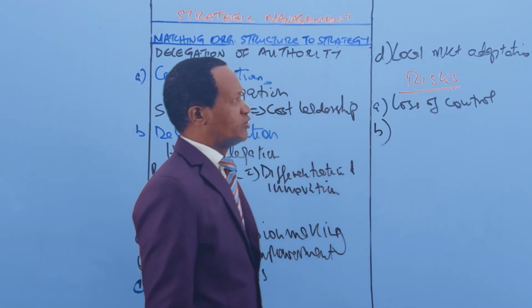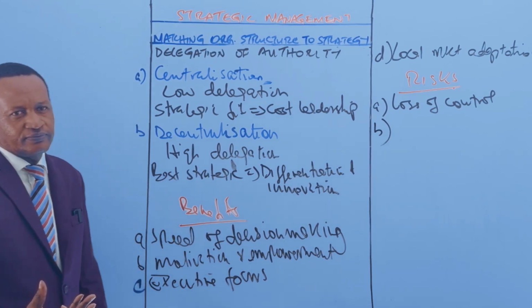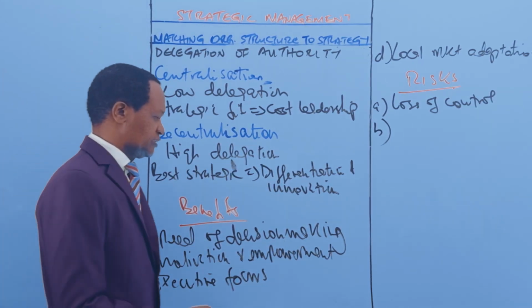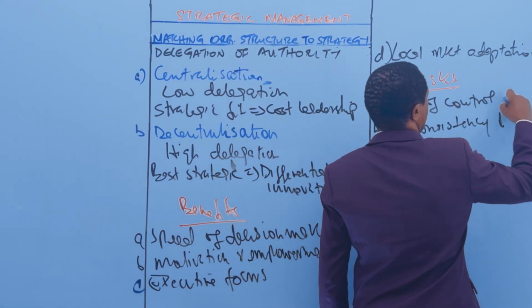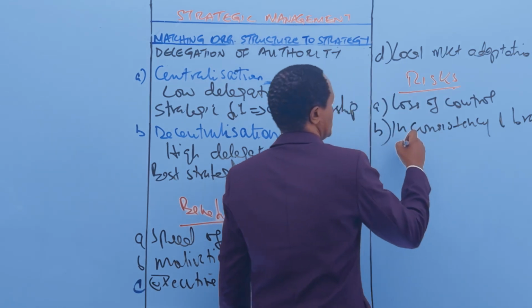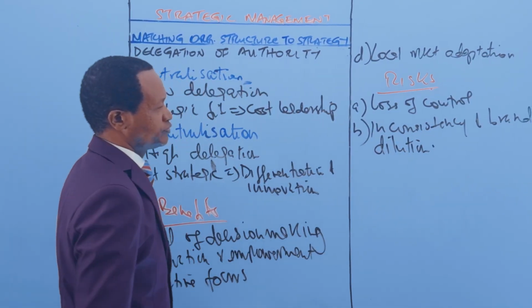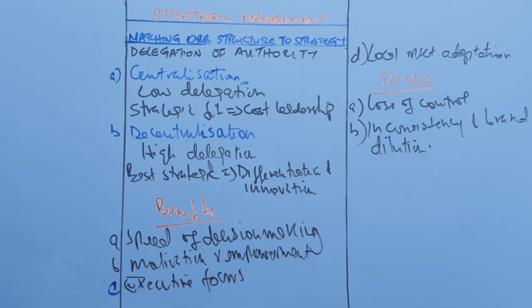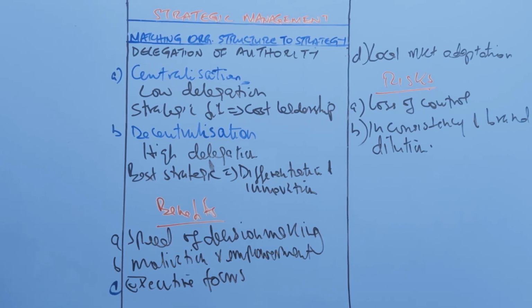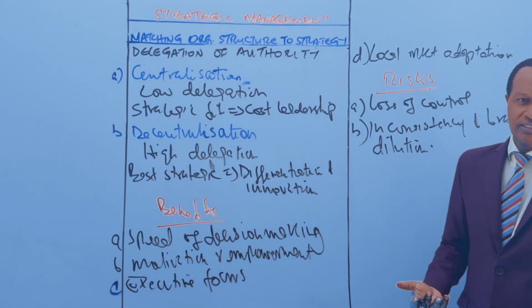Then there is a disadvantage related to brand inconsistency, what we call brand dilution. Delegation can lead to brand dilution because if every unit or every branch has total freedom, then the customer experience becomes unpredictable. You can think of, say, a hotel.